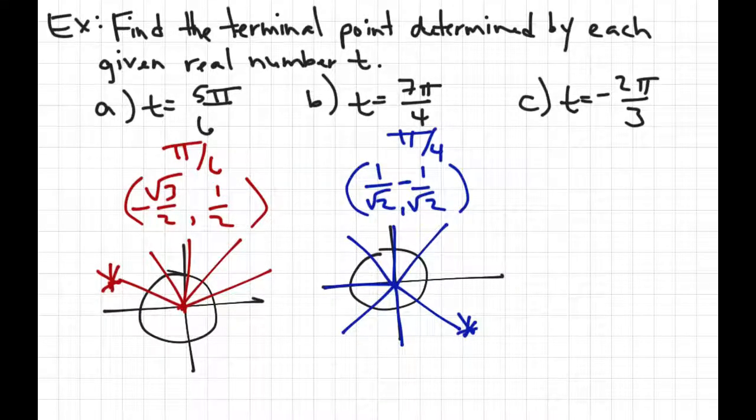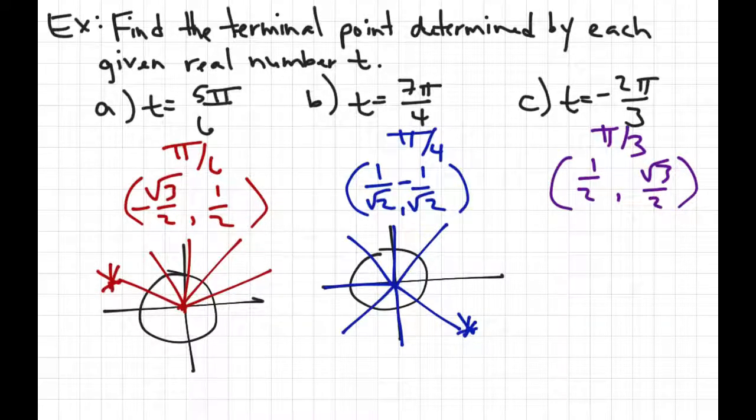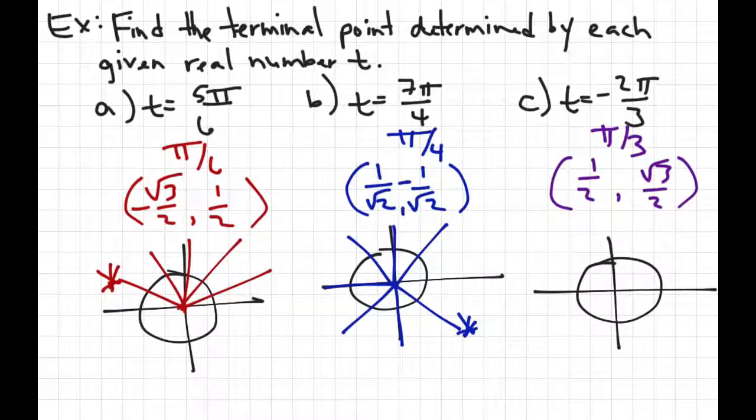And then negative 2 pi over 3. Its reference angle is pi over 3, which means that the answer has to be 1/2, square root of 3 over 2. Except it depends on what quadrant it's in in order to know what should be positive and what should be negative. So remember, it's a negative angle. So we're going to start with negative pi over 3 and negative 2 pi over 3. Well, it's in quadrant 3, which means they're both negative.